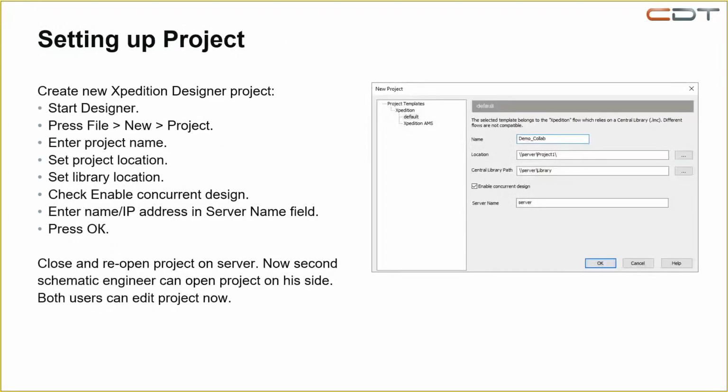So how do you set up the project in order to run this concurrent mode? First of all, you need to create a new Expedition Designer project. For this, you start the designer, press File, New, Project, enter the project name, set the project location, set the library location, enable concurrent design mode, enter the name or IP address in the server name field, and press OK. Now you can close and reopen the project on the server. After that, a second schematic engineer, or multiple of them, can open the project on their side, and all users can edit the project now. How does it look?